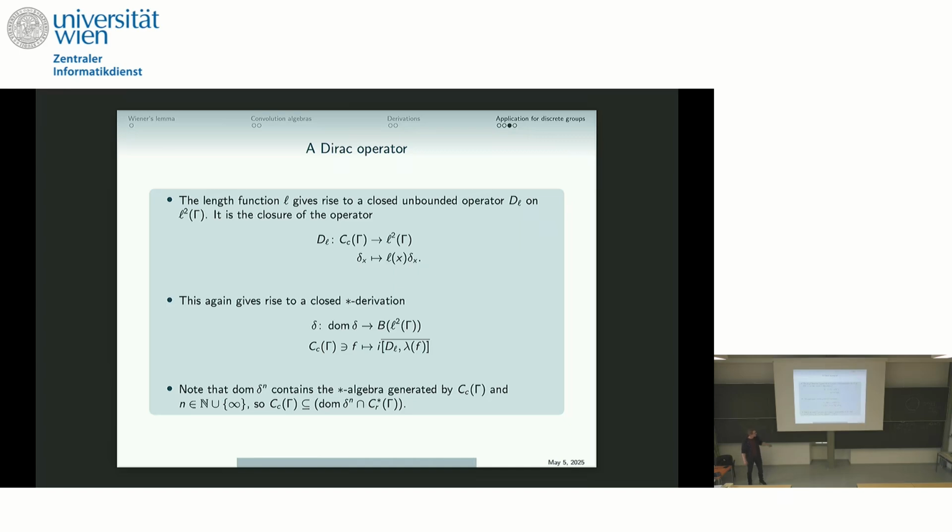In particular, if I keep having f inside C_c of gamma, I can start iterating this. I will always have that C_c of gamma, viewed now as a subspace of B of L2, is in the domain of the n-times iterated derivation. In particular, it will then sit inside dom delta infinity. So I have C_c of gamma inside dom delta infinity, potentially intersected with the reduced C-star algebra.